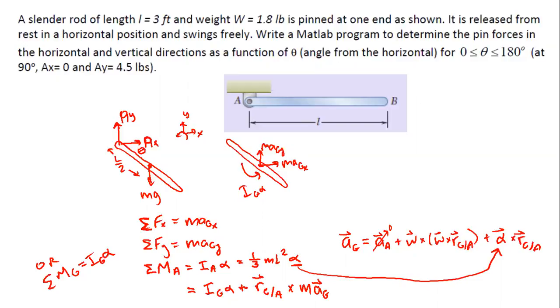Okay, so you guys in the library, the IG is 1/12 ml squared if you use the bottom one right here. But if I use I_A alpha, the one down here, then I_A about a bar end is 1/3 ml squared. So IG, the one right down here, is equal to 1/12 ml squared, but I_A about the end is 1/3 ml squared.